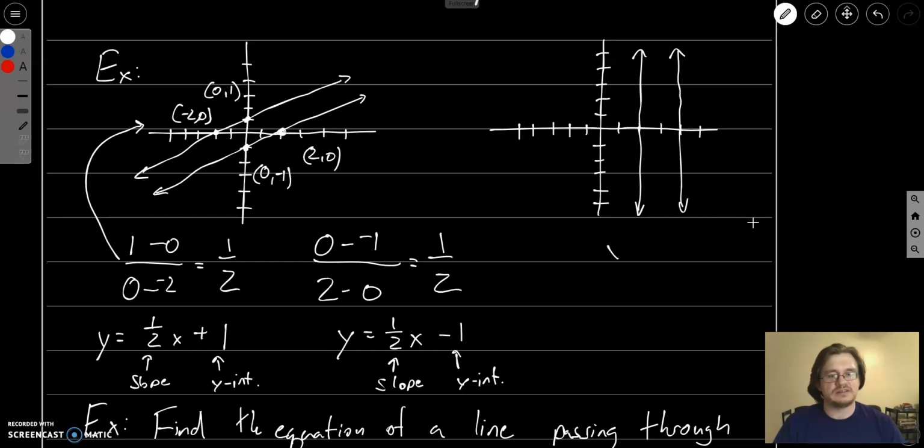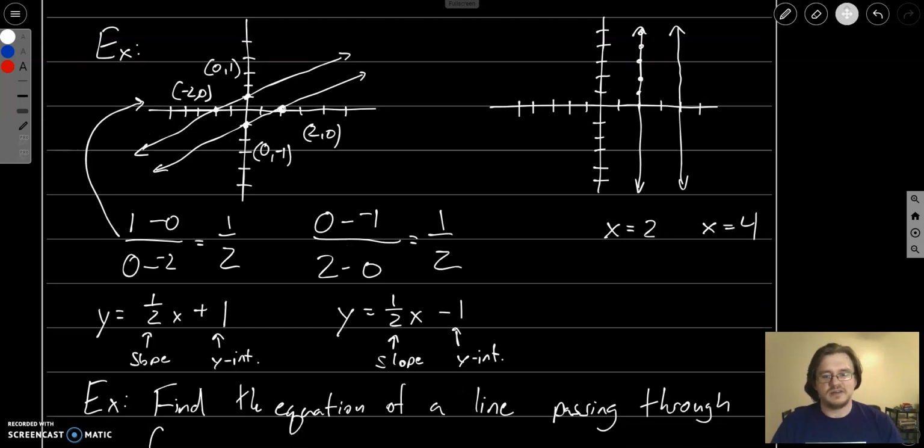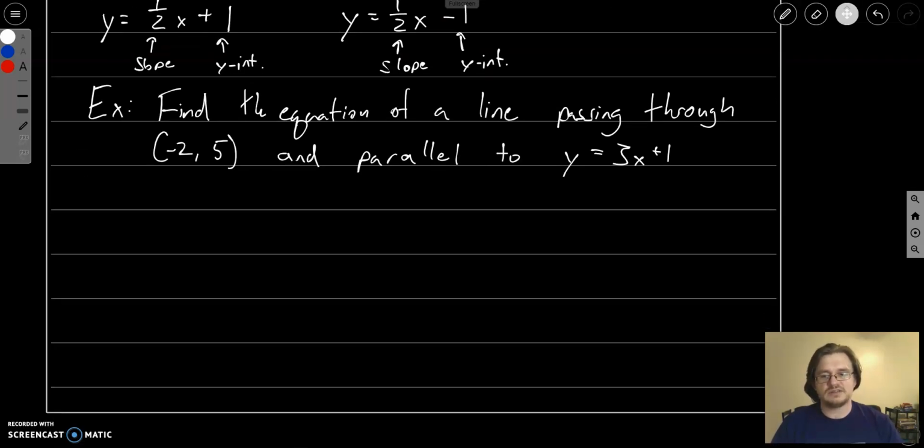If we wrote down these equations, the equation for a vertical line is going to be x is equal to whatever that x value is. So here x is equal to 2 for the first one, and x is equal to 4 for the second one. In both of these, it doesn't matter what y is. You can plug in any value of y you want, but we see that the x value is always the same. It's not moving to the left or right. So just some examples of parallel lines given by equations.